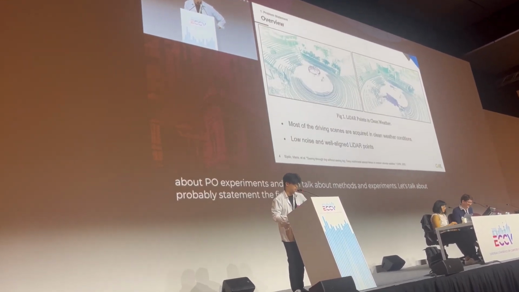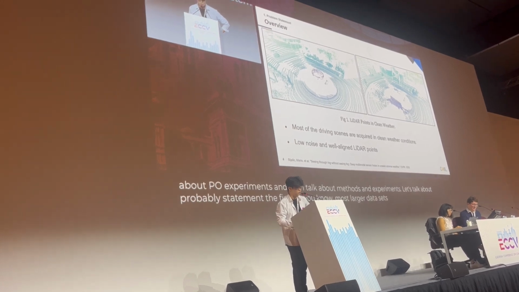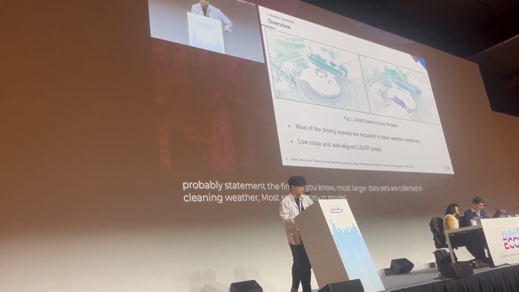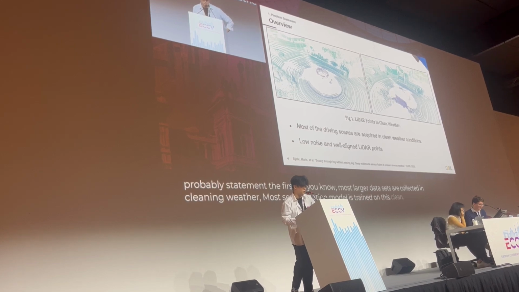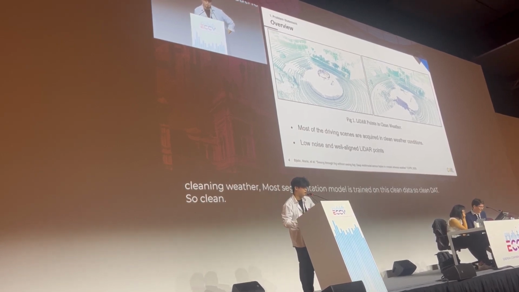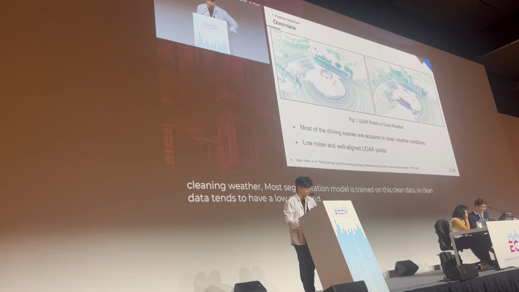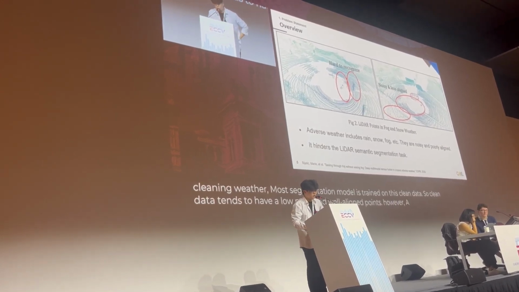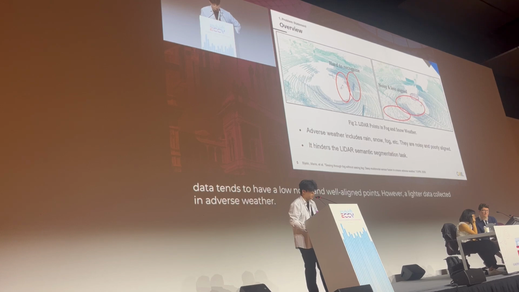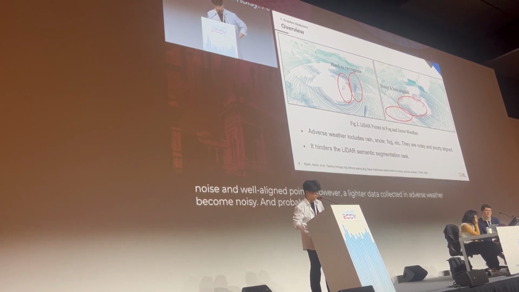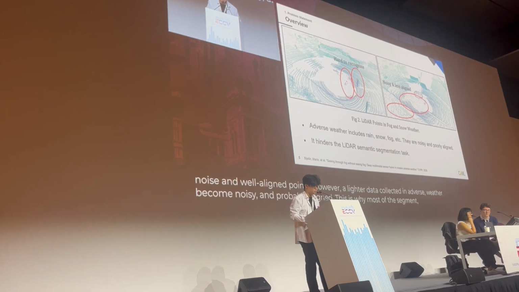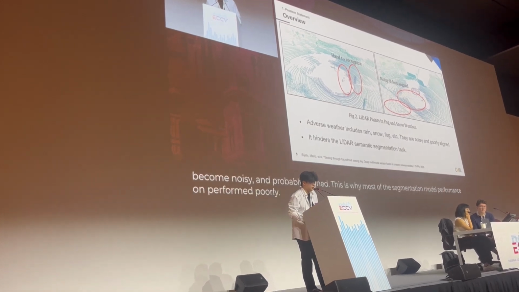As you know, most LiDAR datasets are collected in clean weather. Most segmentation models are trained on this clean data, so clean data tends to have low noise and well-aligned points. However, LiDAR data collected in adverse weather become noisy and poorly aligned. This is why most of the segmentation models perform poorly in adverse weather.